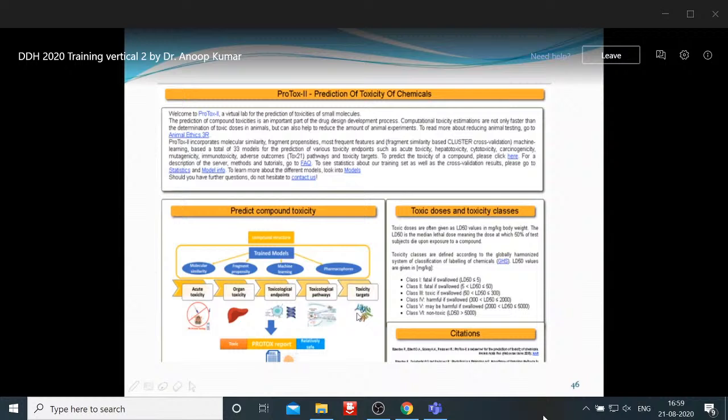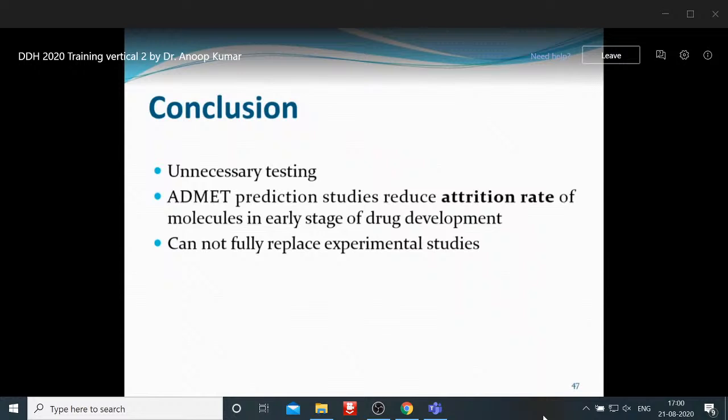So a number of things you can predict, but again you have to see the data more carefully. By using these servers you will get a lot of data, so it's very difficult to decide which ones to keep. You have to understand what that particular descriptor is telling us, and accordingly you can make conclusions.